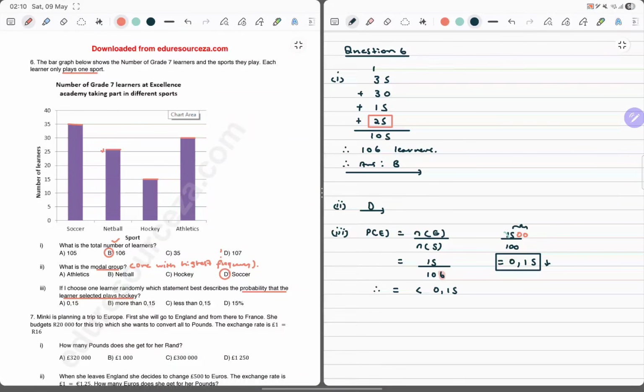That one is out. More than, again, B is out. Less than, good. 15%, no, because this one is saying exactly 0.15. So the answer is C. So we can say, therefore, the answer is C.